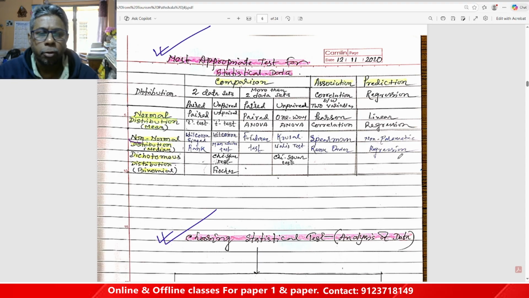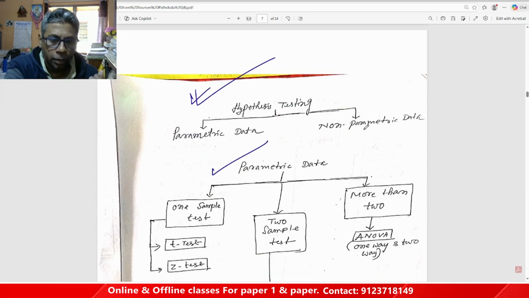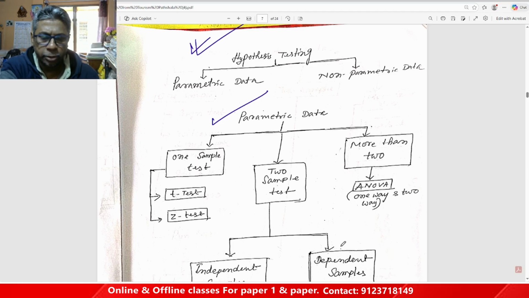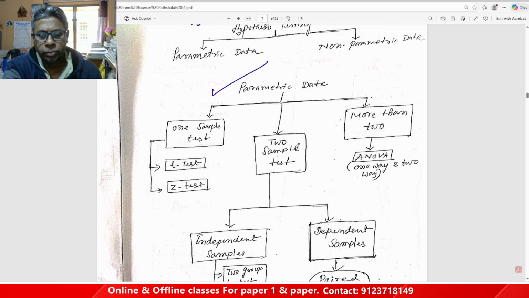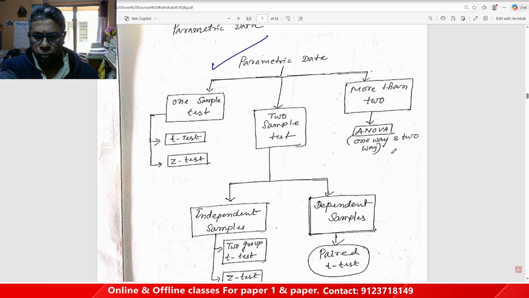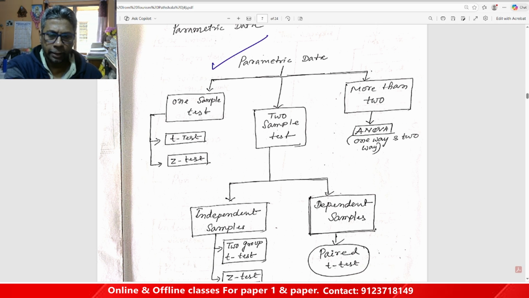These are very important charts you have to keep in your mind. It will be very effective to remember for solving MCQs. So, in the parametric test and non-parametric test, we use hypothesis testing. For parametric data, the one-sample test: try to remember, we use the t-test and z-test. Two-sample test, we use independent sample and dependent sample. And for more than two data sets, we use ANOVA, one-way or two-way analysis of variance.